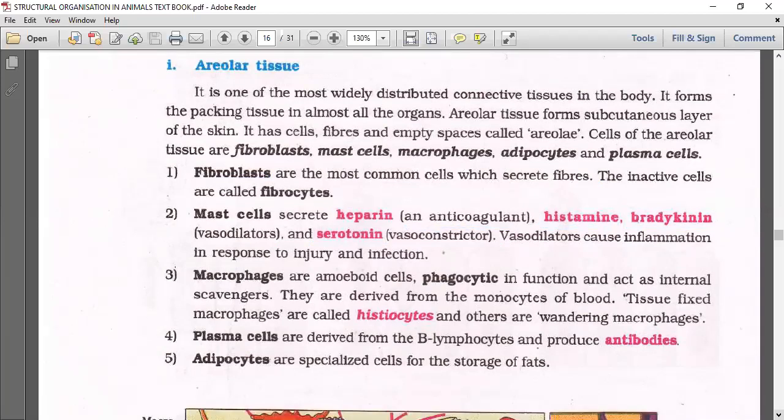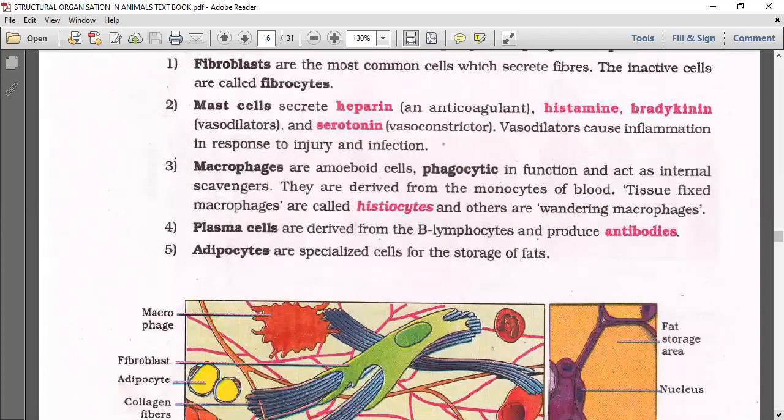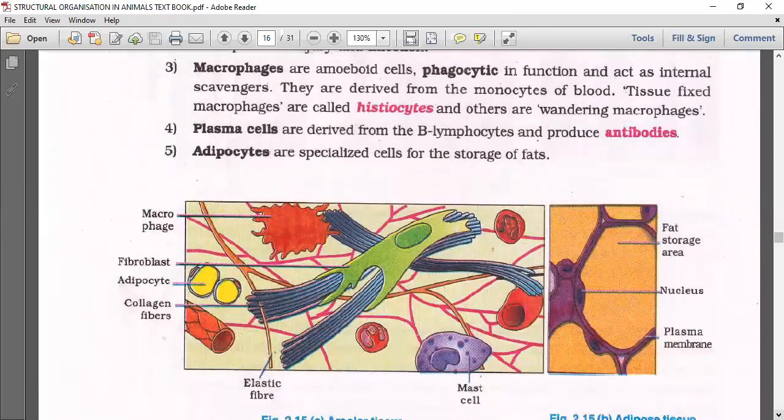Macrophages are amoeboid cells which are phagocytic in function and act as internal scavengers. They are derived from monocytes of the blood. Tissue fixed macrophages are called histiocytes, and the others, the migrating macrophages, are called wandering macrophages.